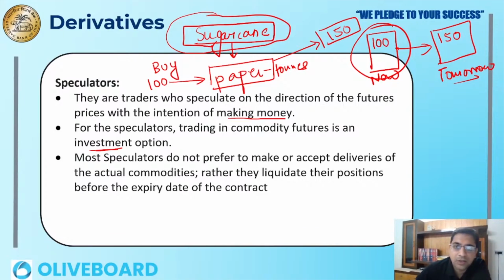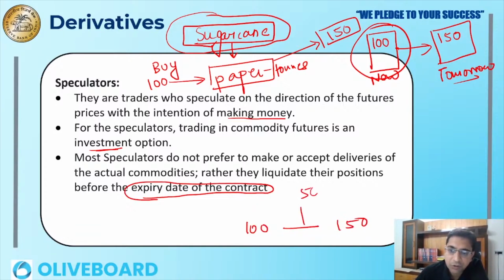Normally, if the paper goes towards the expiry term, the person has to take the delivery. But before the expiry of the contract, they sell that paper so that they just take the profit out of it. They buy the paper at 100 and sell for 150, so in between they made a 50 rupees profit. Actually the sugarcane has not moved, only the paper has moved. So the actual commodity is not moving.